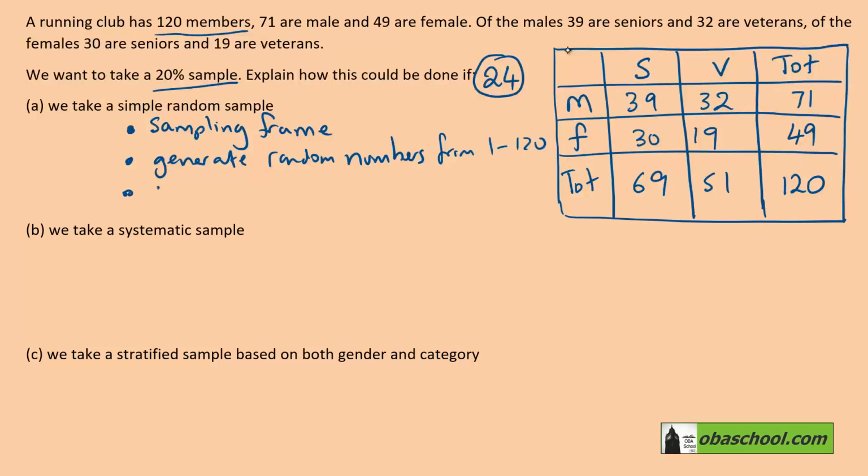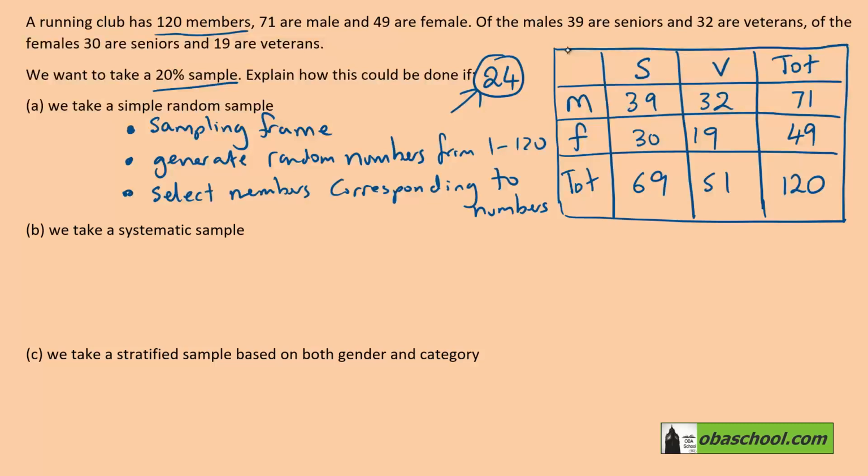And then just select the members corresponding to those numbers. And of course, I've already mentioned that we would generate a few more than the 24 numbers. And if we therefore get 2 58s coming out in those first 24 numbers, we would ignore 58 the second time and then just go to the next number.